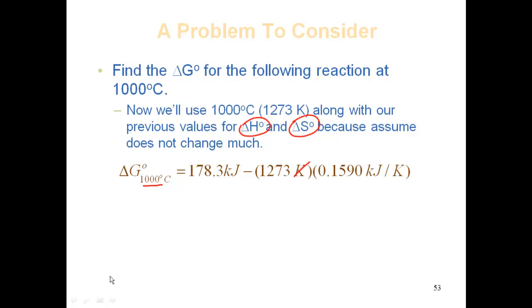My Kelvins cancel, so now I have kilojoules minus kilojoules, and since we're at high temperature, we say then that delta S is going to rule. In our process we said that since it's a positive delta S, it's going to favor a spontaneous reaction, so then we should end up with a negative delta G.